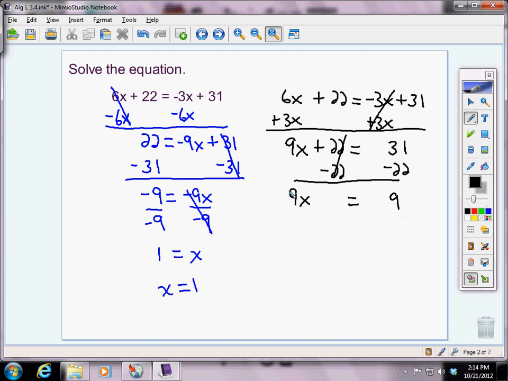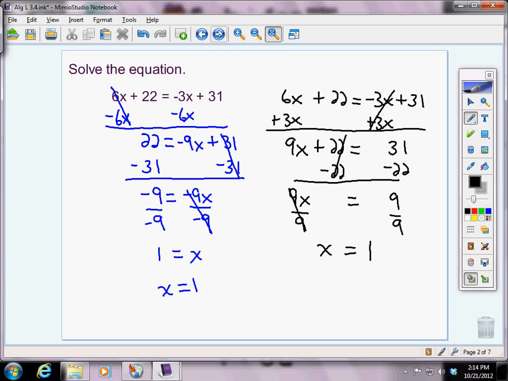Go through our steps one more time. We're solving for x. We have to get rid of 9. Since it's 9 times x, we do the inverse. We divide by 9. 9 divided by 9 is 1x. So either way you do it, it doesn't matter which side of the equal sign you choose to get rid of the x's, you're going to come up with the same answer, as long as you're careful with your negatives.